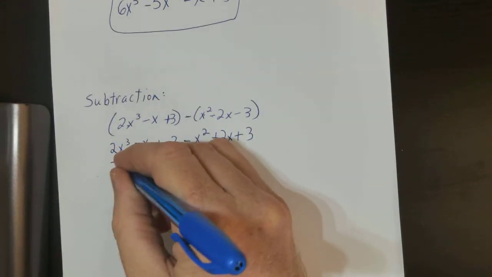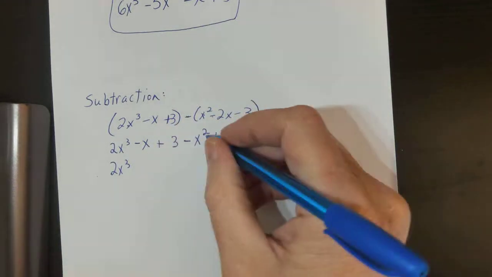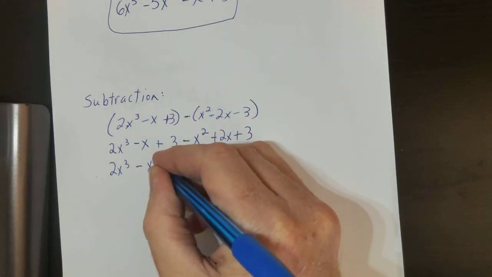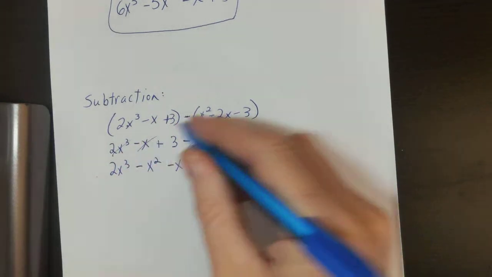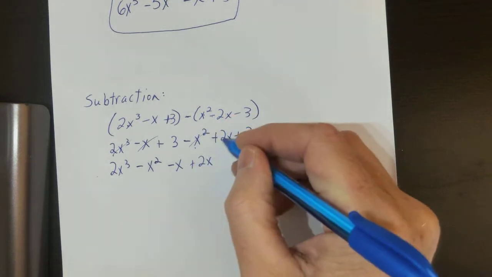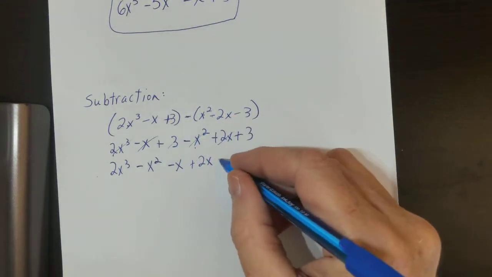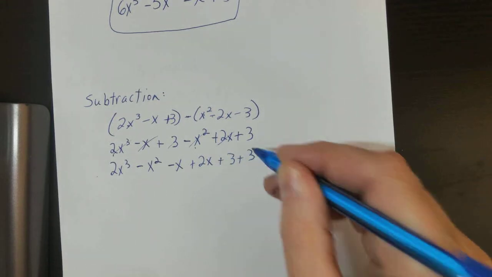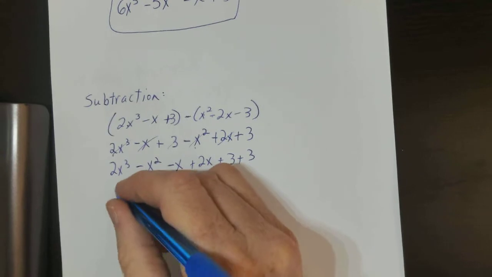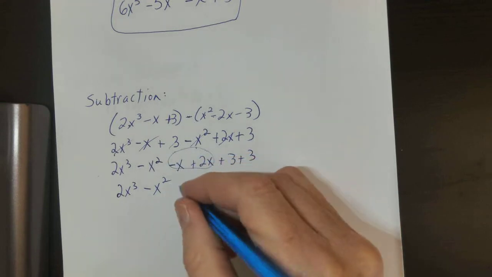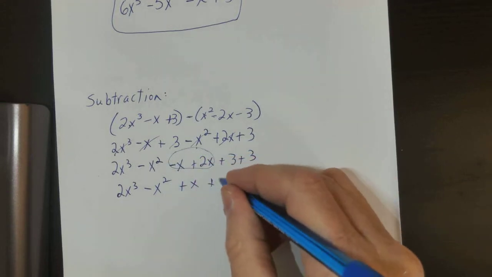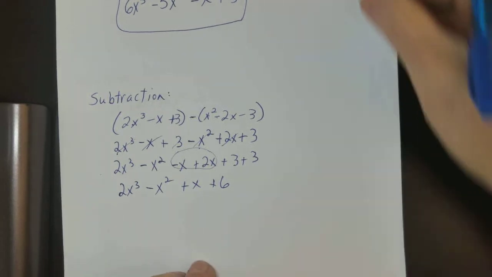And now when I put them together, I've got this 2x cubed. I've got this negative x squared. Keep track of what I've written down. I've got the minus x and the plus 2x for the descending, and then plus 3 and plus 3. All right, so 2x cubed minus x squared plus x plus 6 is my final answer for subtracting those two polynomials. All right.